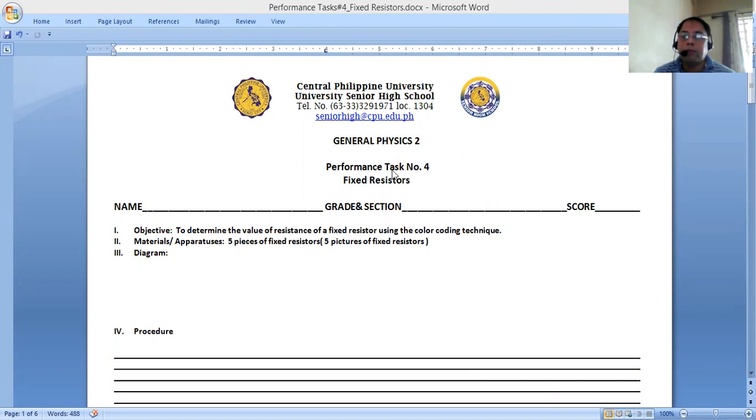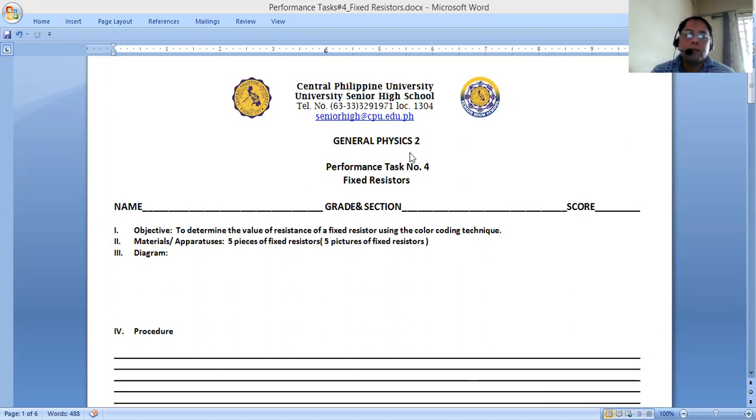There are some of them available in a store, or you could get some discarded circuits. If you can identify them, you can cut them out for this activity. You'll need 5 different fixed resistors. Another way to secure 5 resistors is to find them on the net, as long as they are different from each other, and you could provide them as part of your diagram, the different resistors that you've used in the activity.